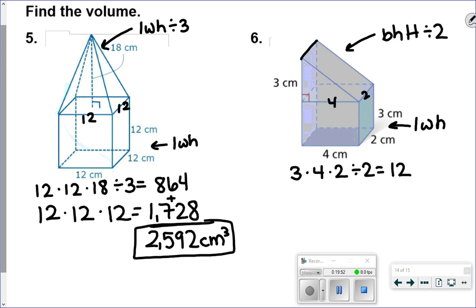Now I'm going to do my rectangular prism at the bottom here, length times width times height. So 3 times 2 times 4, when I multiply that out, I get 24. And then my last step here is to add those values together, and that's going to give me 36 centimeters cubed.